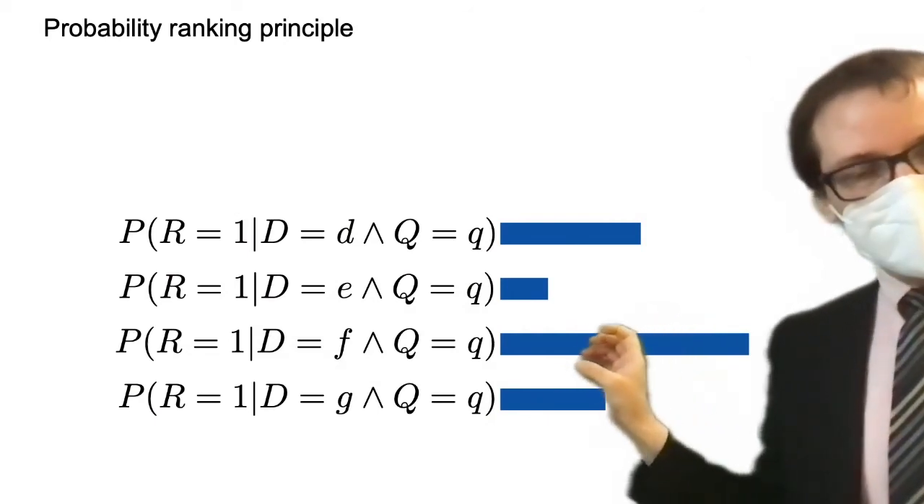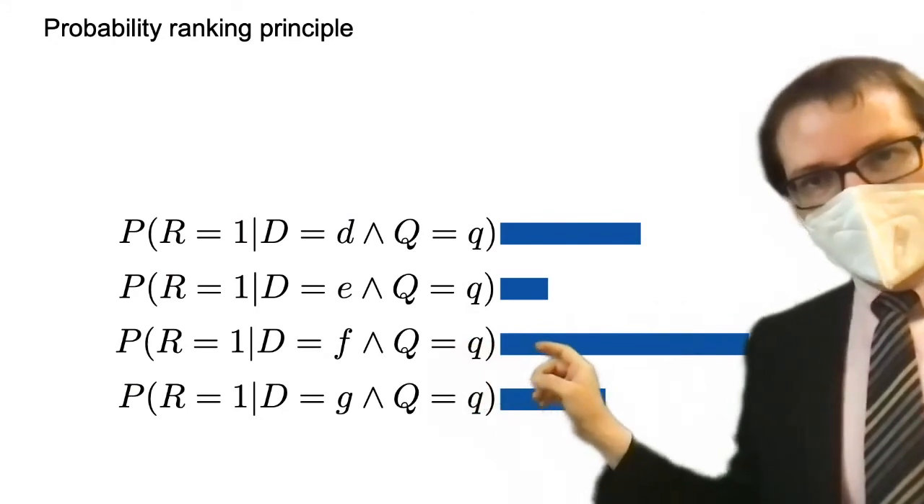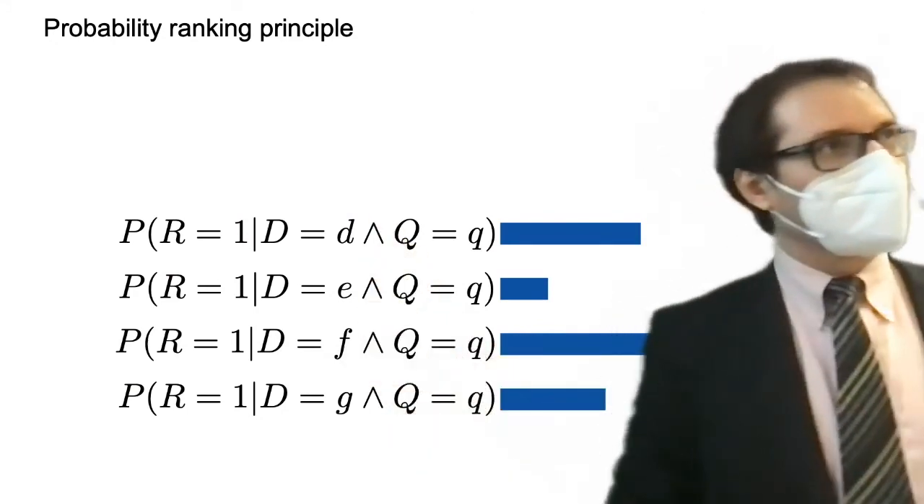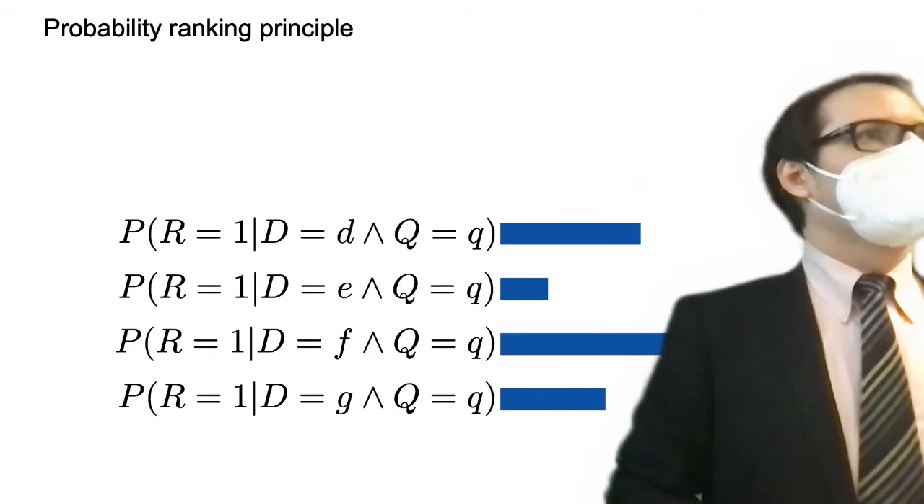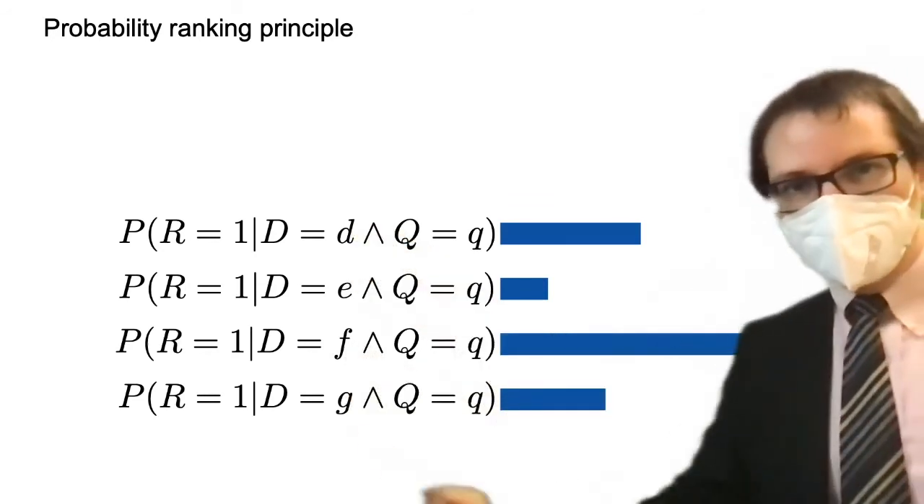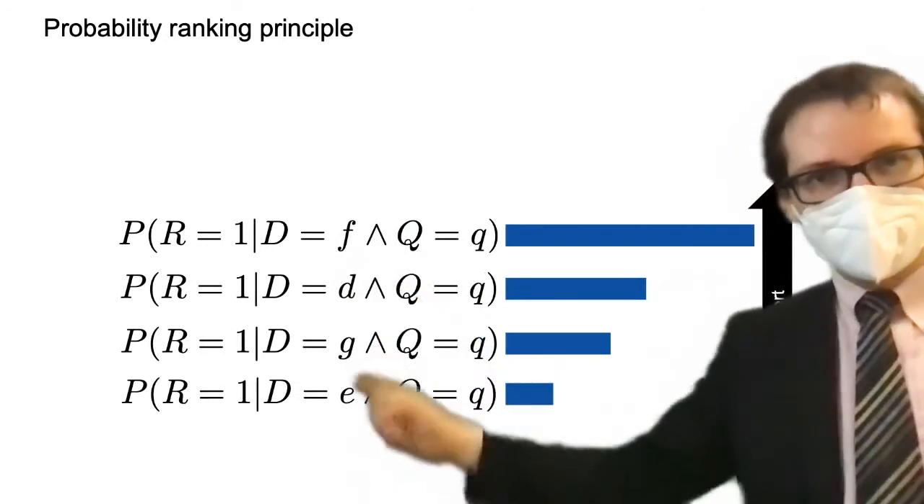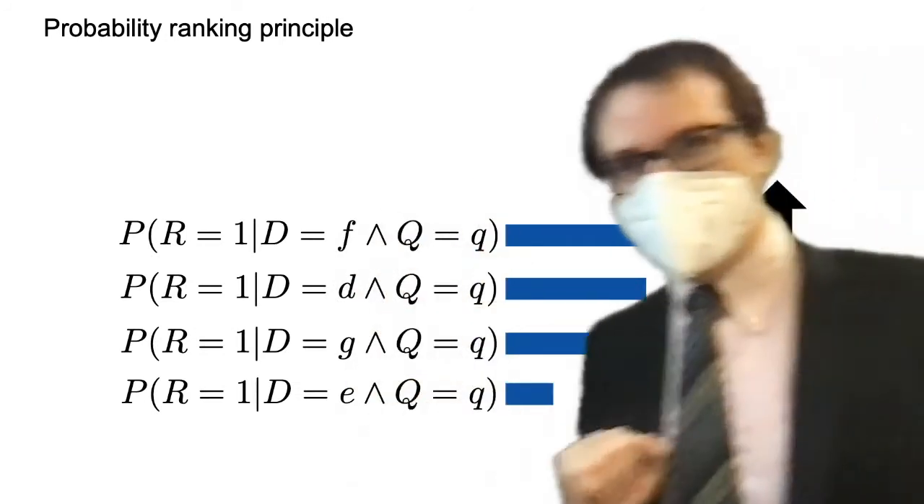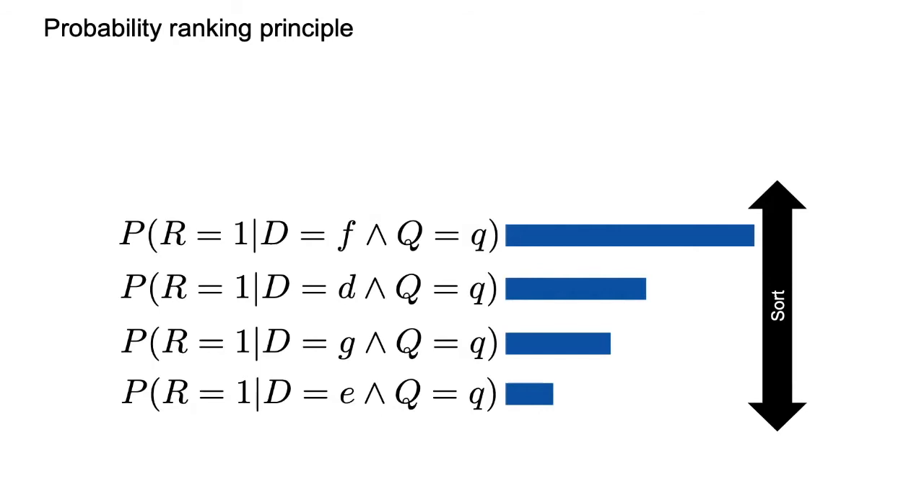So Zoom says highest probability first. Yeah, which one? D, E, F, or G? Yes? F, exactly. F, and then D, and then G, exactly, I sorted them here. So you see, we just sort by descending probability. This here is called the PRP, Probability Ranking Principle. It's the idea that you return first the documents that have the highest probability of relevance against your query.